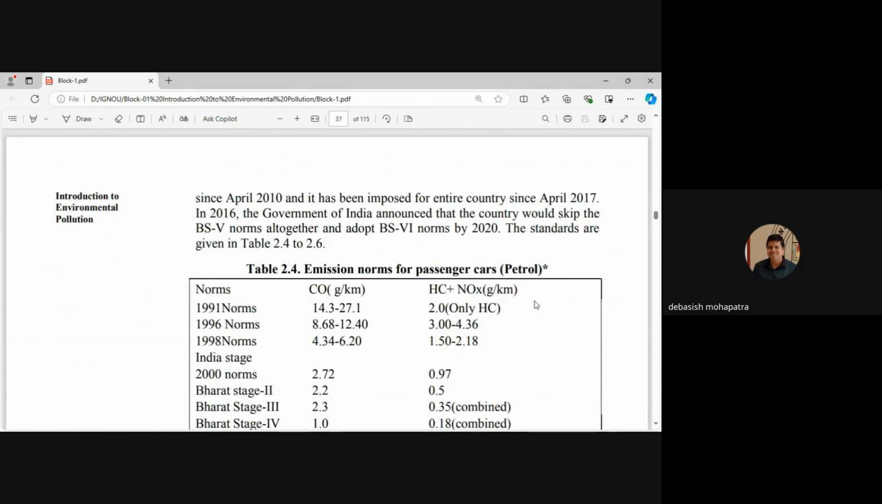since April 2010, and it has been implemented for the entire country since April 2017. The Government of India announced that the country would skip the BS5 norms and adopt BS6 norms by 2020. The standards are given in table 2.4.